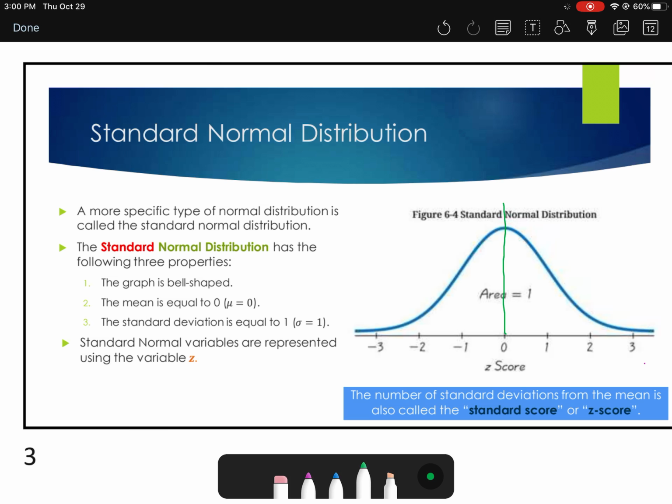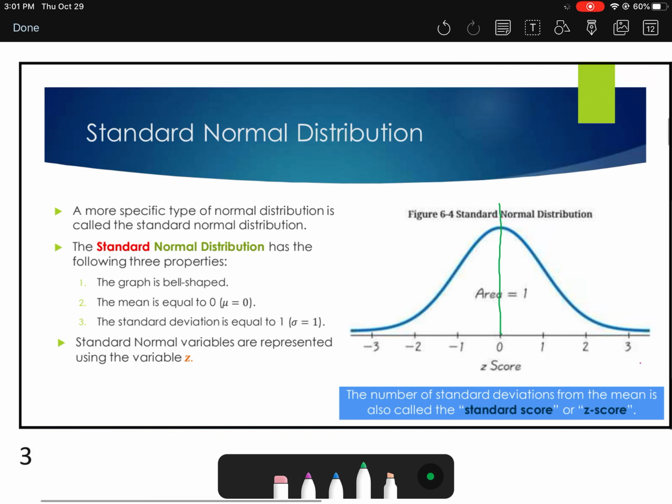So here's what's a little bit different. With your normal distribution, your mean could take on any value. Same with your standard deviation. Here, your mean is always going to be 0 and your standard deviation is always 1. And then your standard normal variable is represented using the variable z. With your normal distribution, we use the variable x. With the standard normal distribution, we're going to use the variable z. The number of standard deviations from the mean is also called the standard score or z-score.